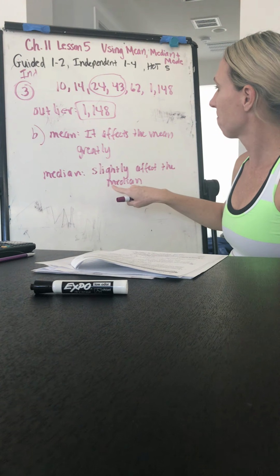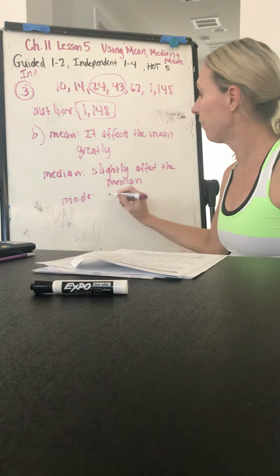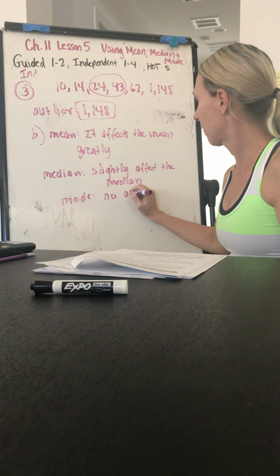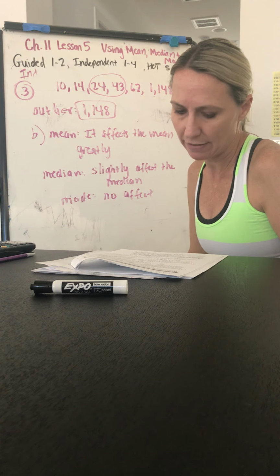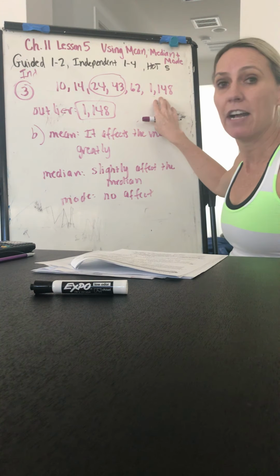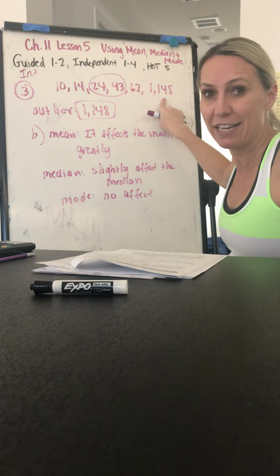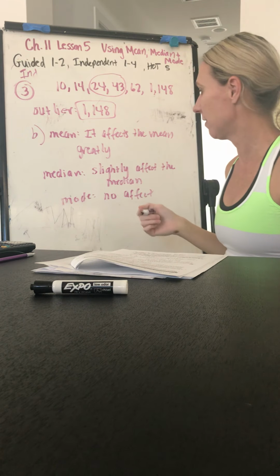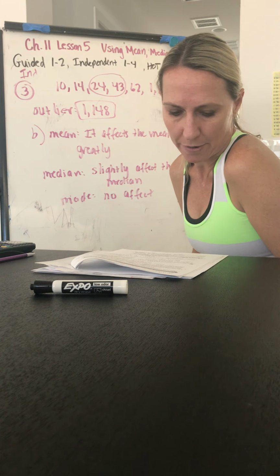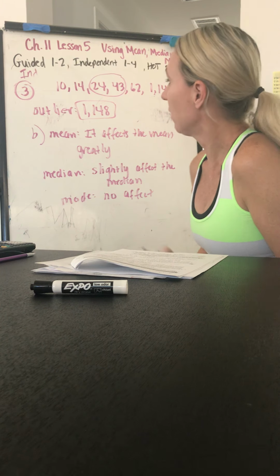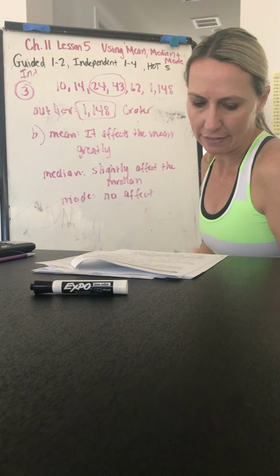And then the mode, is it going to affect the mode at all? Nope. It's going to be no effect on the mode because there's nothing that repeats twice. And the reason why, when there's an outlier, if there were 5 1,148s, then it wouldn't be an outlier. So that's why it's not going to affect that. Okay, so you can write that in your own words. Basically, identify the outlier, which is the Crater Lake, and then just how it would affect it.